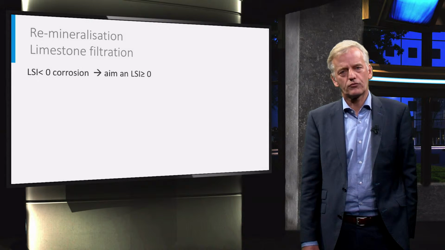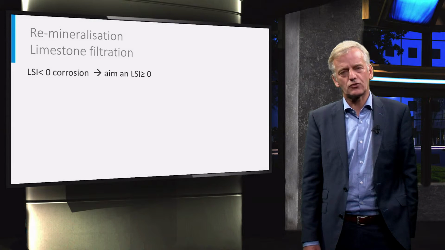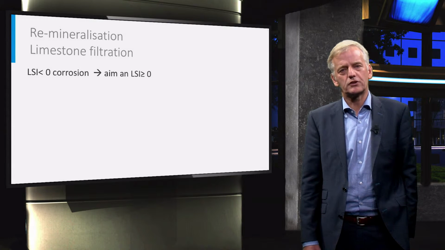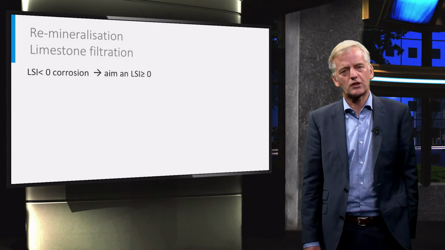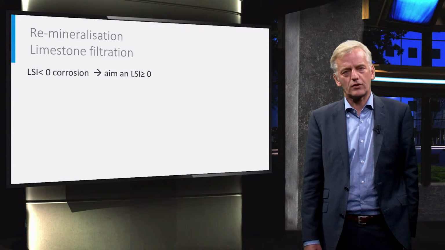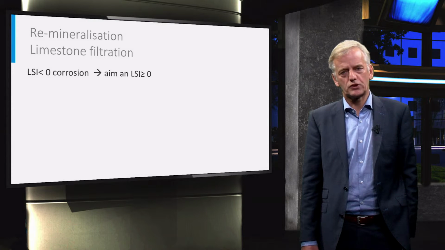Remineralization comes from three incentives: corrosion prevention, hardness guidelines, and taste of drinking water. As you learned before, the Langelier saturation index can indicate the probability of corrosion and scaling of calcium carbonate in the system. After an RO unit, the LSI is typically below 0, so corrosion is possible. The aim is to achieve a LSI slightly higher than 0.